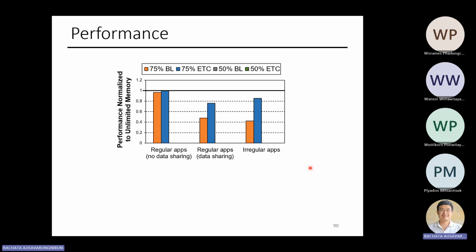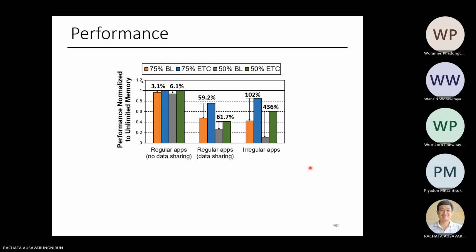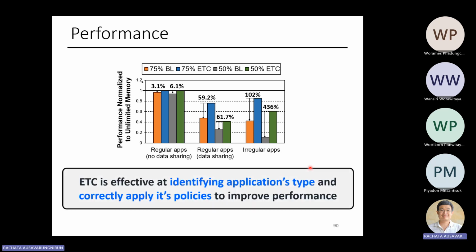Here is a performance of ETC under this particular scenario. Then here's a baseline where only half of them fit in the GPU, and here's the performance with ETC. All right, it's not Ethereum Classic, I'm sorry, but it does basically stand for each of these mechanisms we apply. So we conclude that it's effective at identifying the type and correctly applying the policy to improve performance.